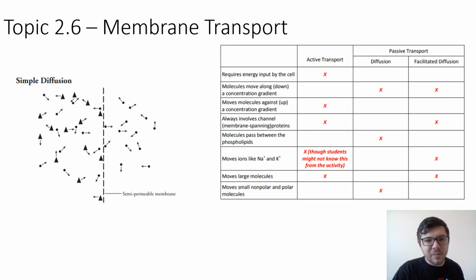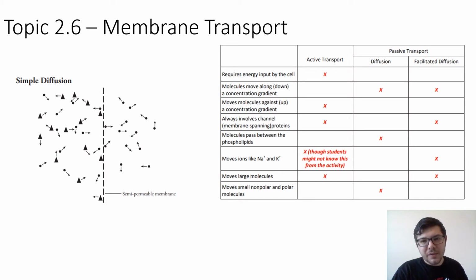Active transport can move ions such as sodium and potassium. There's even what's called the sodium-potassium pump. I recommend you look that up if you have no clue what that is. And also, active transport can move large molecules such as sugars.